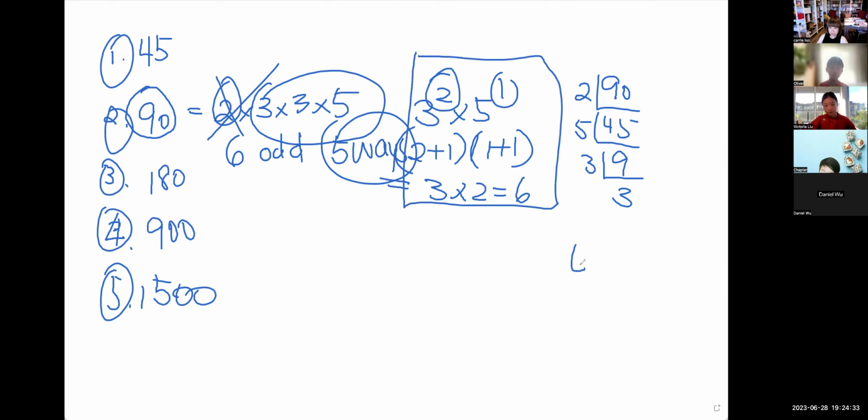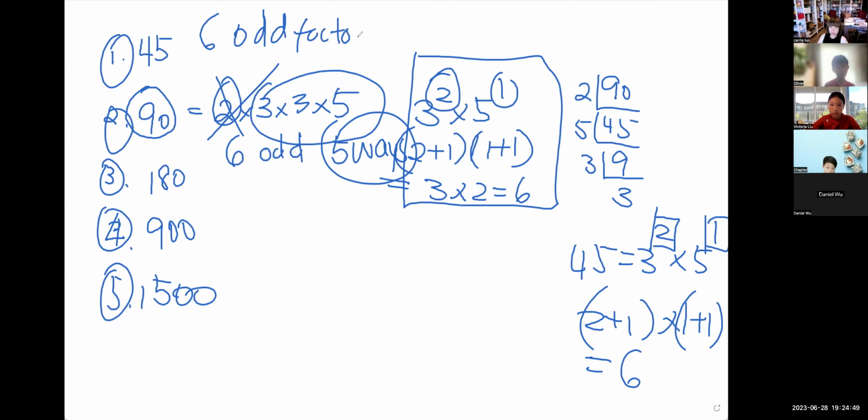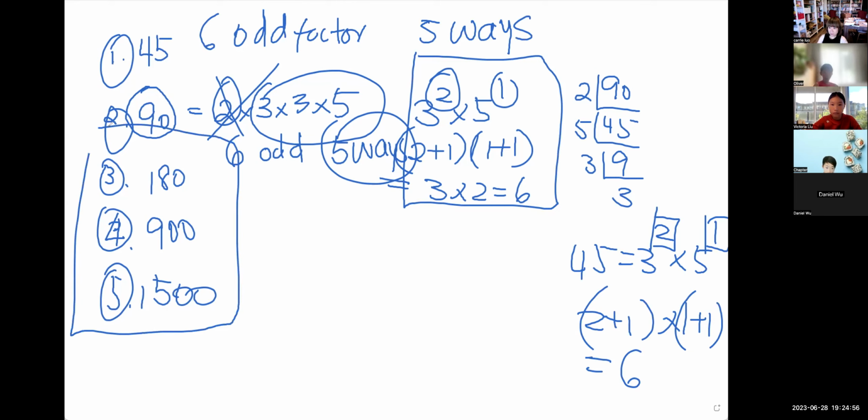Okay, so 45 equals 3 squared times 5, 1. So chapter, for 45, there's no 2 at all. 那我们就直接把它算就行了。So 2 plus 1 times 1 plus 1 equals 6. So there are 6 odd factors. So how many ways are there? 5 ways. Okay, number 3, number 4, number 5. I think now you can do it.